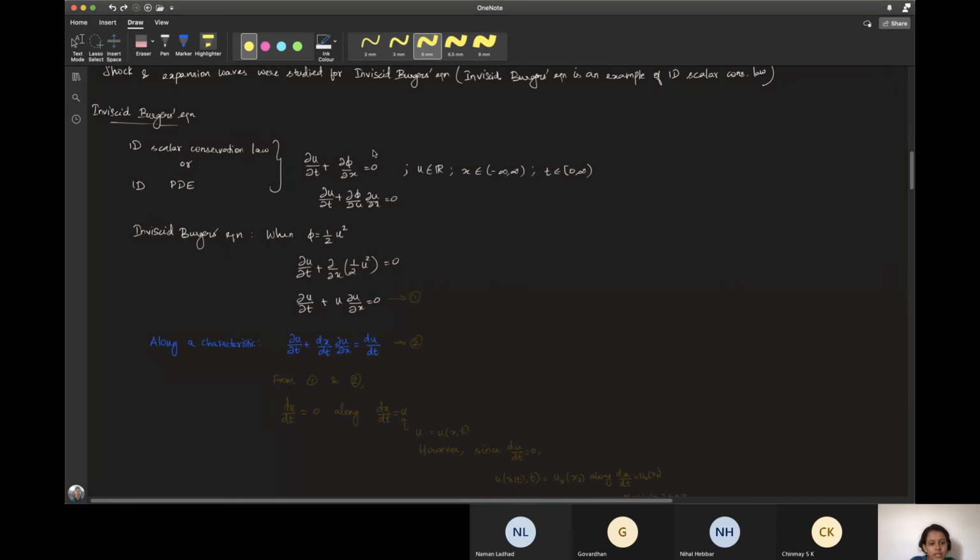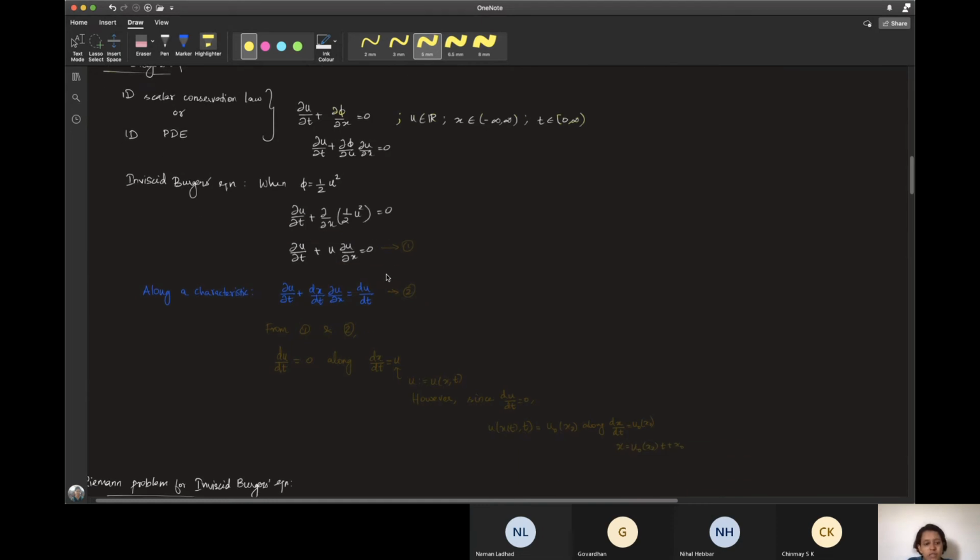So this is your 1D scalar conservation law, which is ∂u/∂t plus ∂φ/∂x equals 0. For this scalar conservation law, u belongs to R is the range, and x belongs to minus infinity to infinity, and t belongs to 0 to infinity is the domain. So all this we have seen. Now an example of this is the inviscid Burgers equation, wherein if you put φ equals half u squared, we get this equation, ∂u/∂t plus u ∂u/∂x equals 0.